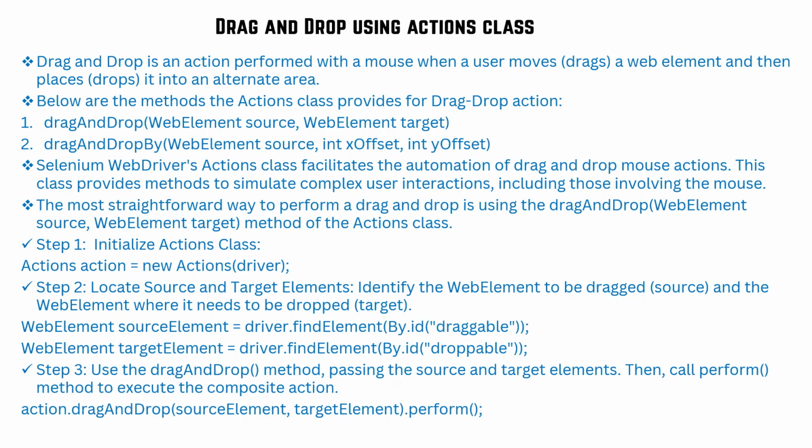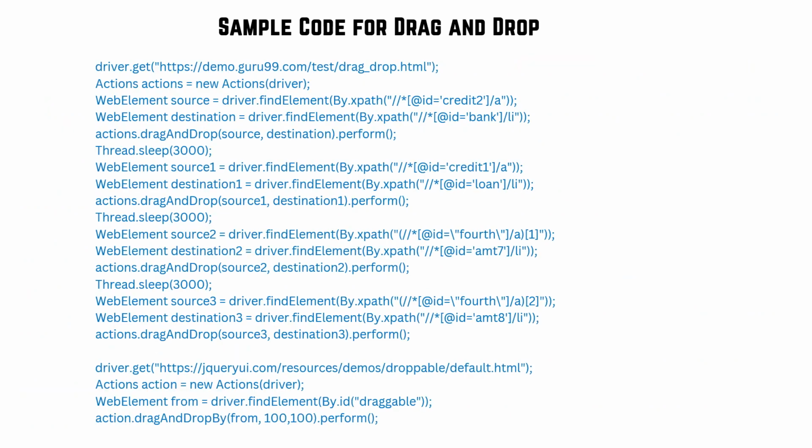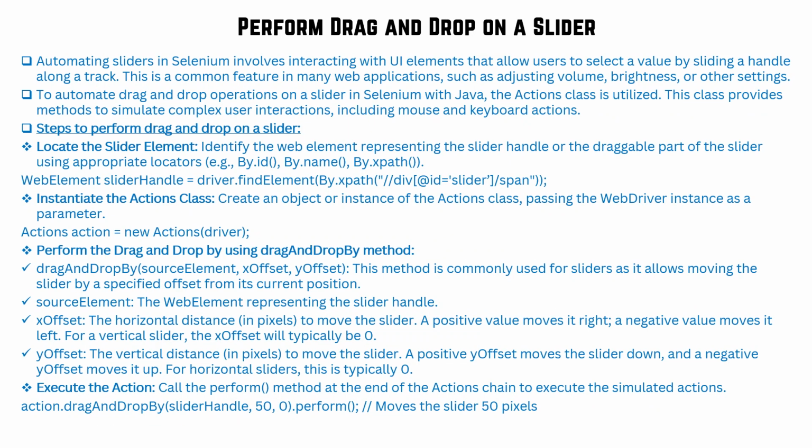One is dragAndDrop from source to destination, in case you have two elements, source and destination. First, you need to create the object or instance of the actions class. After that, you can call dragAndDrop with source and destination, and perform. And there's dragAndDropBy, in case you want to do precise sliding movement along the horizontal or vertical axis. You can use dragAndDropBy with the source element and the x axis and y axis offset values. The x axis is for horizontal movement and the y axis for vertical movement. A positive x value is left to right, a negative value is right to left, whereas a positive y value is top to bottom and a negative value is bottom to top.